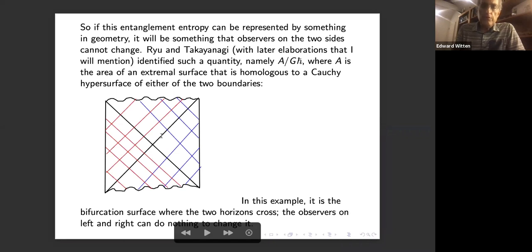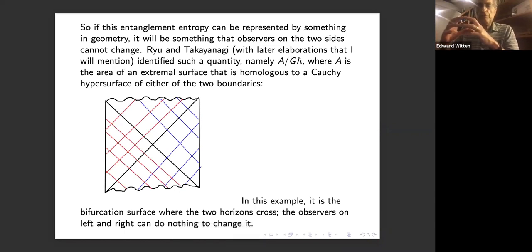So the formulation of Ryu and Takayanagi, as slightly elaborated by others, is that the entanglement entropy is the area over 4G ħ of an extremal surface. But anyway, in the generalization, what's important is that this bifurcation point represents a surface whose area is extremal. That means if you move the surface in any direction, to first order, its area does not change. So, as I said, that's left over from the fact that before the blue and red lines were sent in, the area was completely constant along both black lines.